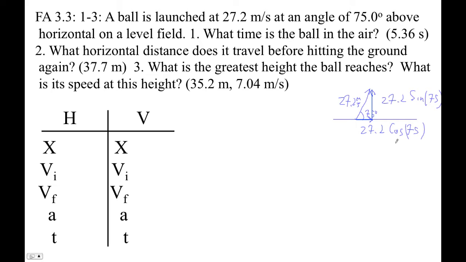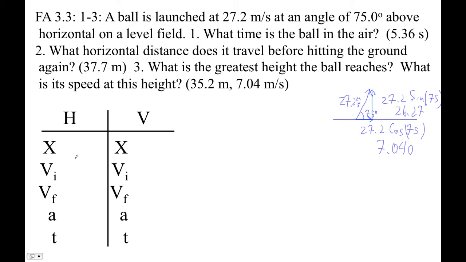Okay, so let's bust that out. 27.2 sine 75 is 26.27. And then 27.2 cos 75 is 7.039, so 7.040. Let's carry 3 digits, right? 3 ought to be enough, right?